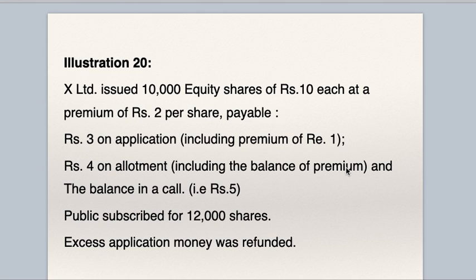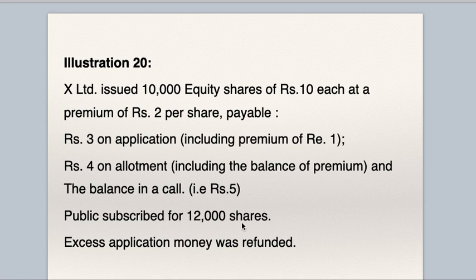4 on allotment including balance of premium. So balance premium is rupee 1, 2 minus 1 is 1. So on allotment breakup is 3 plus 1. 3 would go to capital, 1 would go to securities premium. And balance in call rupees 5. So there is only one call and they are collecting 5 rupees in call. So 3 plus 4 plus 5 is 12. 10 plus 2 is 12. Issue price is 12.